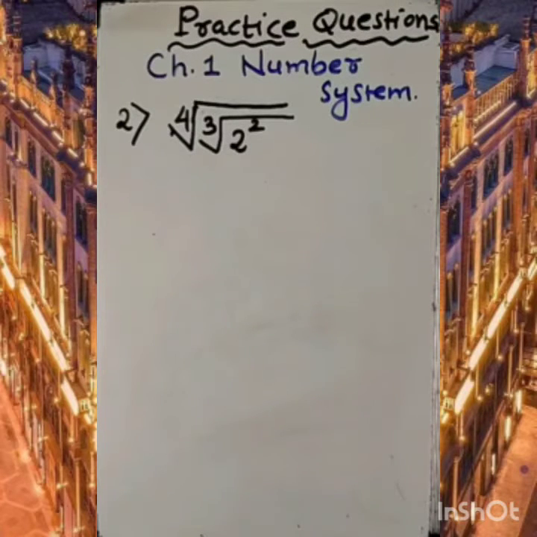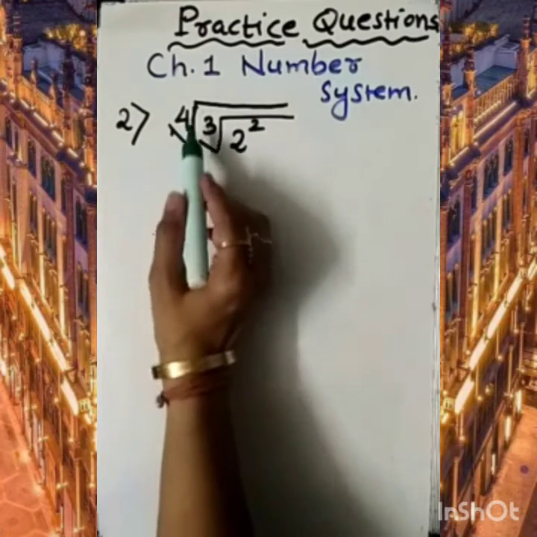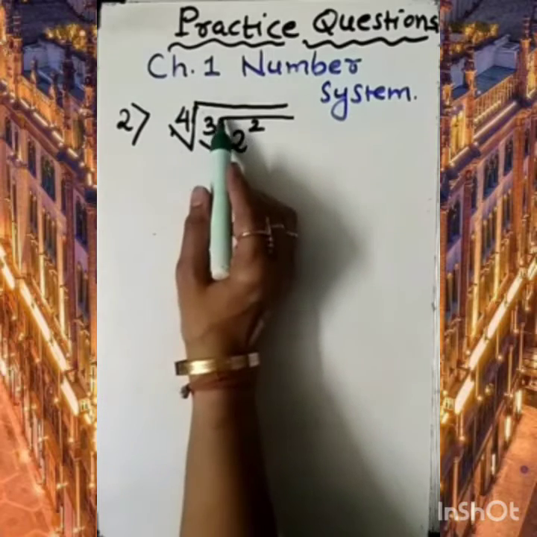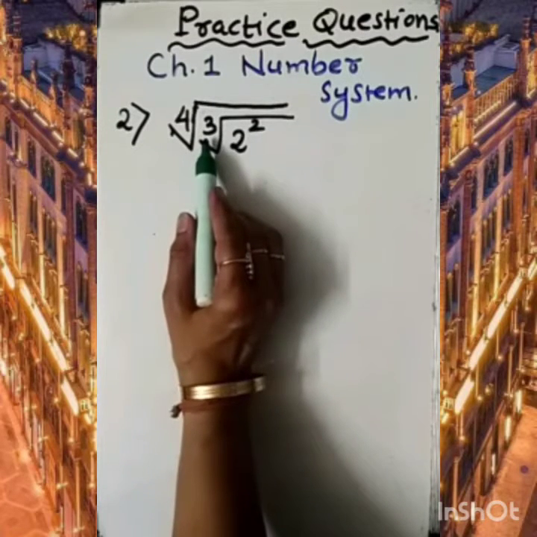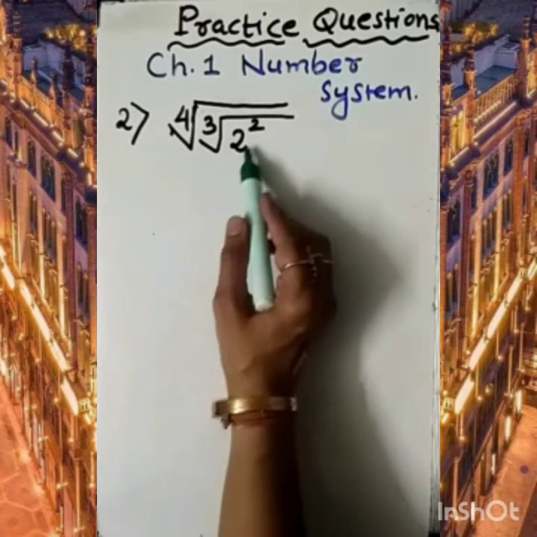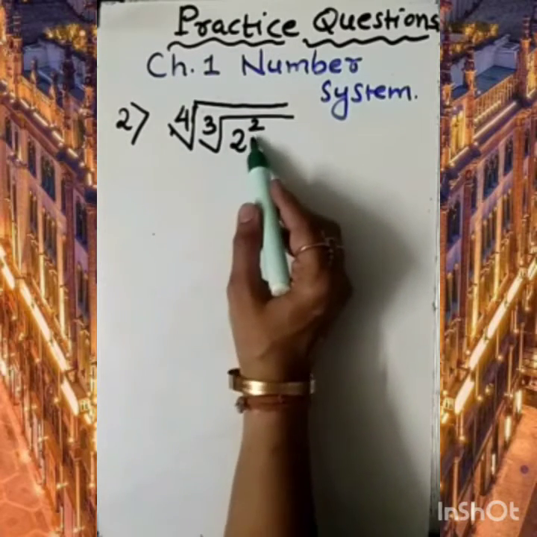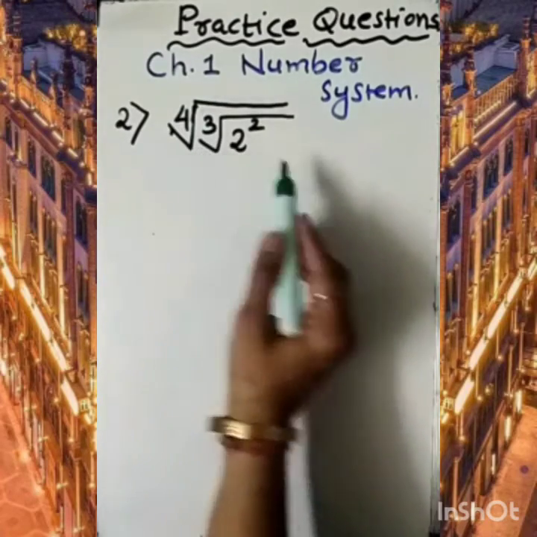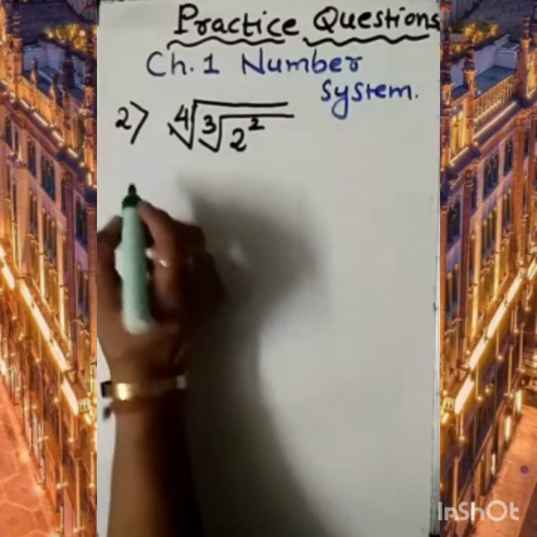Okay, dear student, let's take one more example, that is, simplify. Here you can see the 4th root. Inside that is a cube root, and inside that is 2 square. Cube root of 2 square, and it's a 4th root. This is the question, which is very simple.